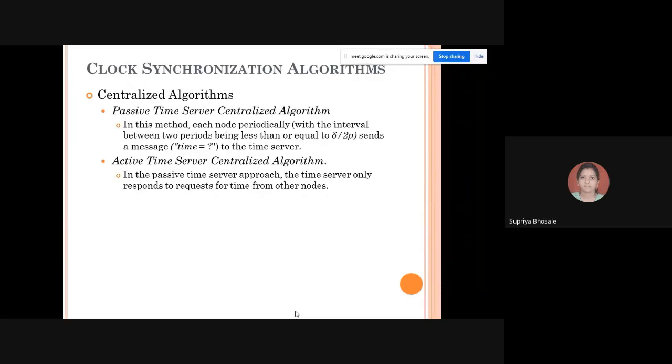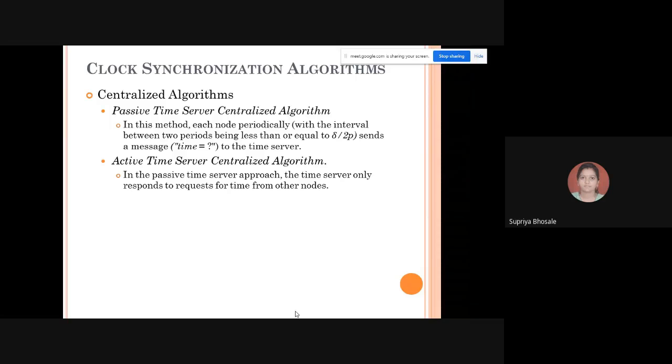So the main clock we keep is used as a reference, and the other systems depend on it. So the goal of the algorithm is to keep the clocks of all the other nodes synchronized with the clock time of the time server node. So depending on the role of the time server node, centralized clock synchronization algorithms are again of 2 types, which are listed here: passive time server and active time server.